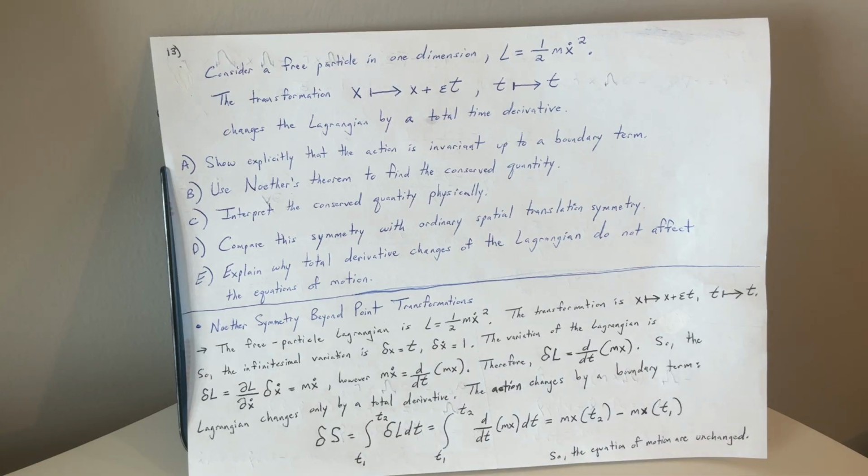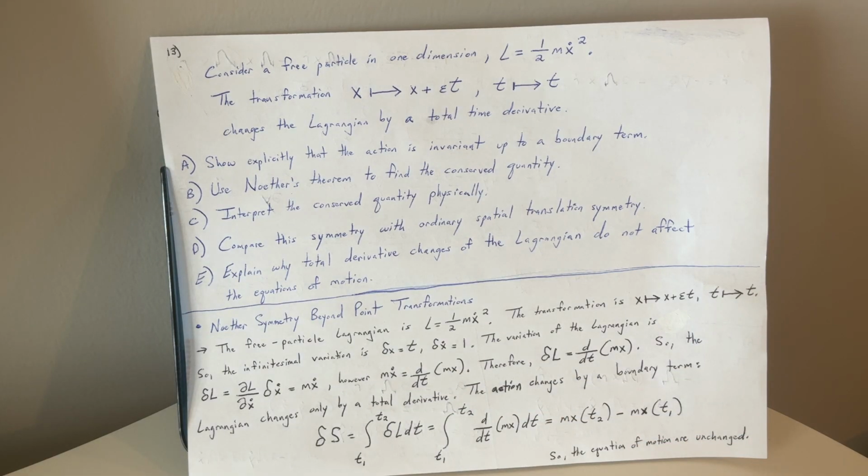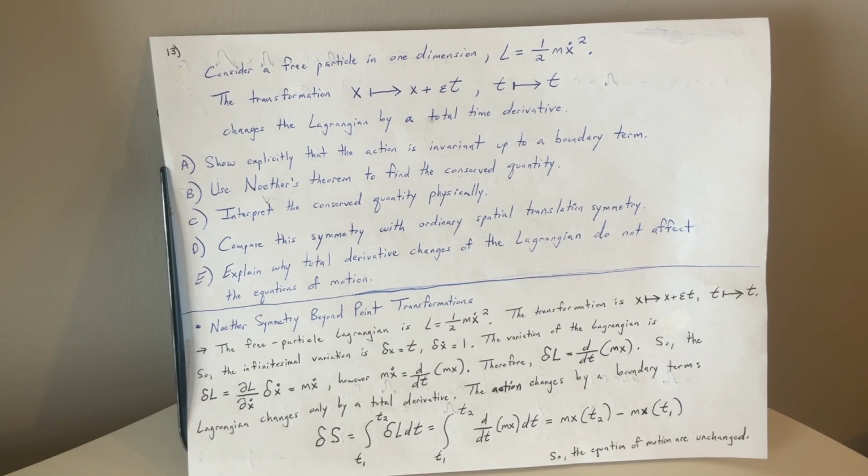The variation of the Lagrangian is delta L equals the partial derivative of L with respect to x dot times delta x dot, which equals m x dot. However, m x dot equals d/dt of m x, and therefore delta L equals d/dt of m x. So the Lagrangian changes only by a total derivative, and the action changes by a boundary term.